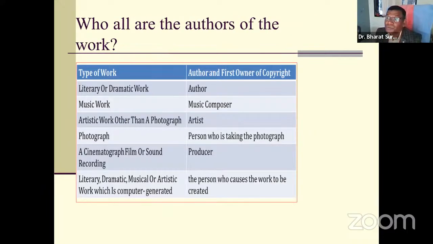Again, we should know what type of work it is and who is the author. For a literary or dramatic work, the author who creates the work is the author. For a music work, the composer who composes it is the owner. For an artistic work other than a photograph, the artist who creates it. For a photograph, the person who takes the photograph. For a cinematograph film or sound recording, the producer is the owner. For literary, dramatic, artistic or computer generated work, the person who causes the work to be created is responsible.